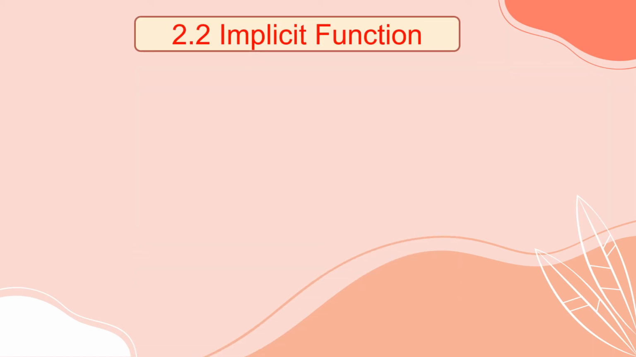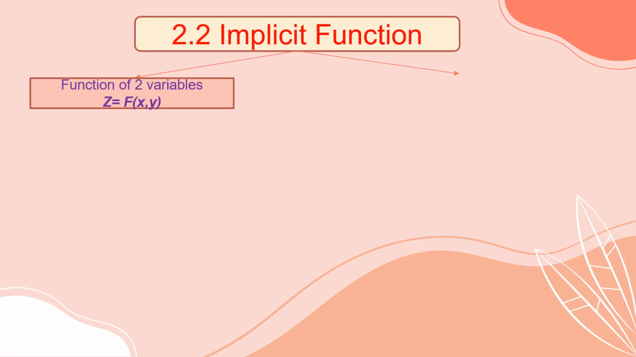Assalamualaikum and hi everyone. Okay, for the next part of chapter 2 of part 1, it is about implicit function. There are two ways we can express implicit function, which are function of two variables, z is equal to f(x,y), and the other one is function of three variables, which is w is equal to f(x,y,z).